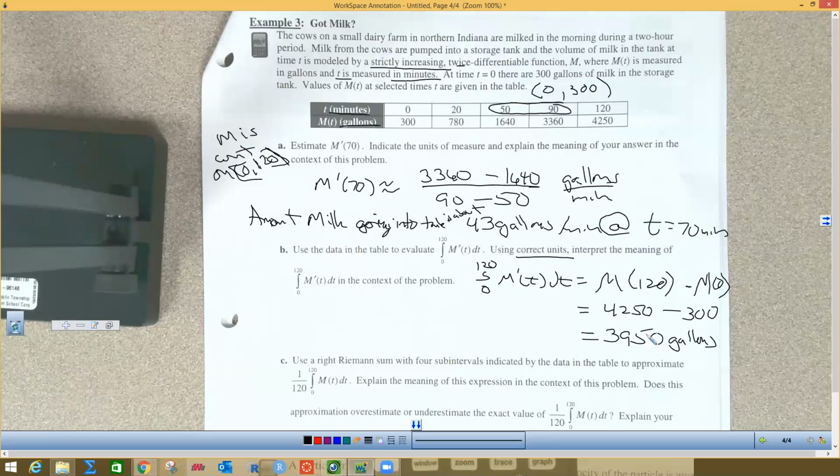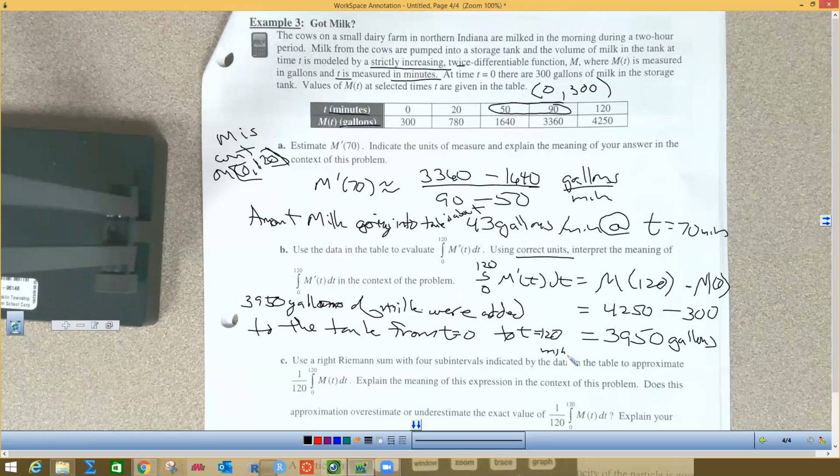So to interpret this thing in terms of the problem, we would want to say 3,950 gallons of milk were pumped in or added to the tank from t equals 0 to t equals 120 minutes. And that would be the way we answer that question.